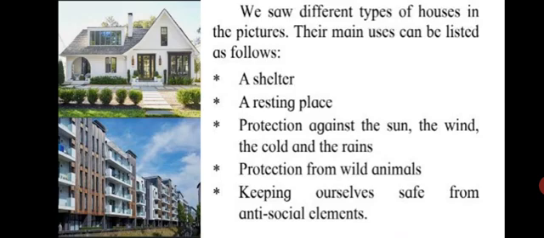We saw different types of houses in the pictures. Their main uses can be listed as follows: a shelter, a resting place, protection against the sun, the wind, the cold, and the rains, protection from wild animals, keeping ourselves safe from antisocial elements.